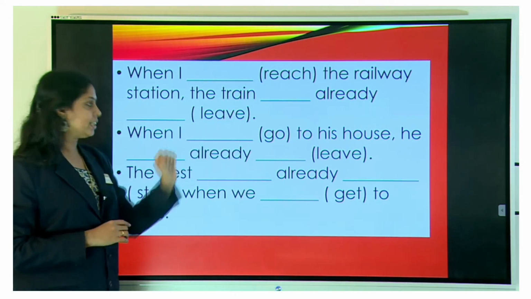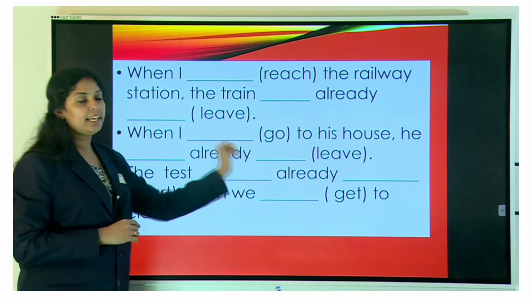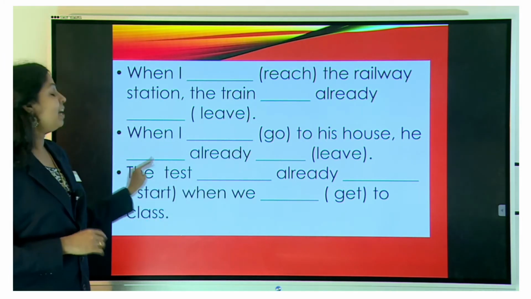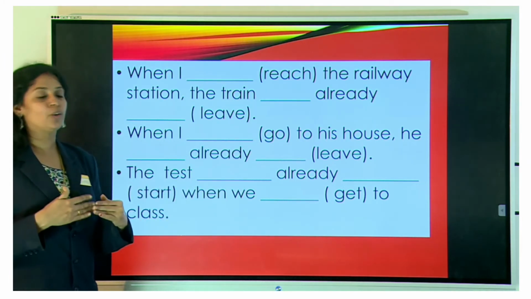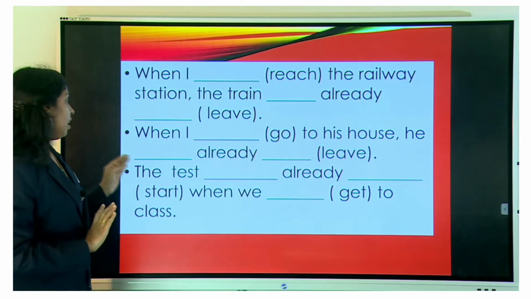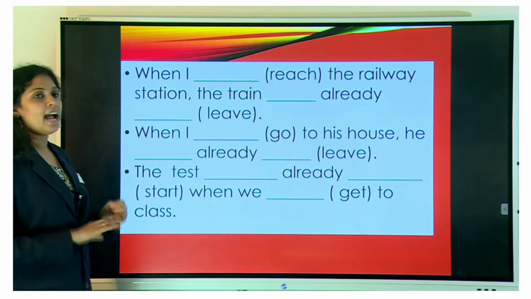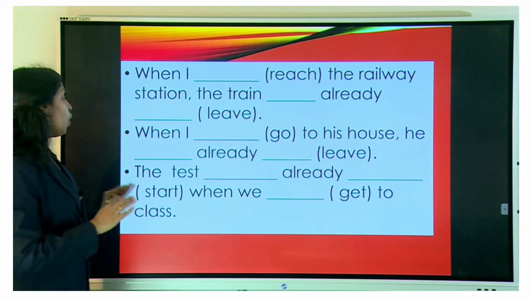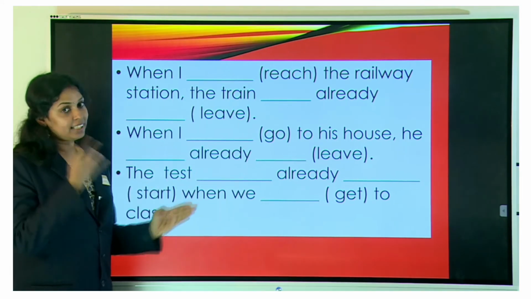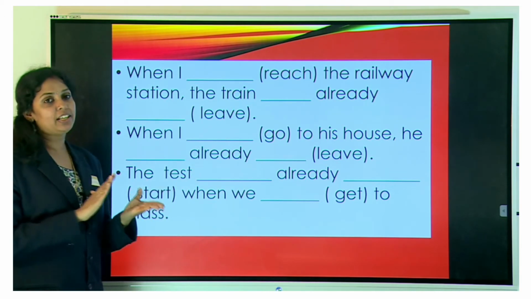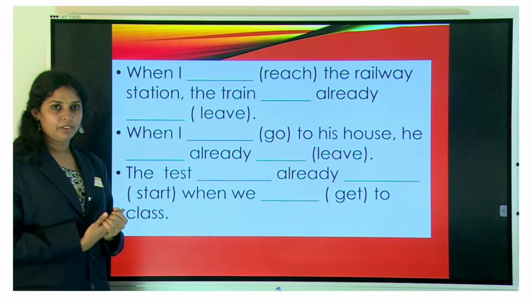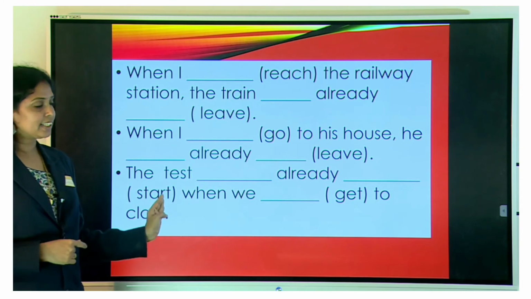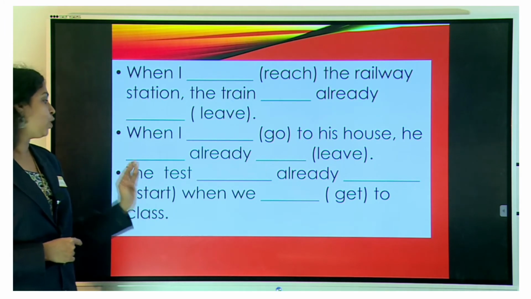When I went to his house, he had already left. Here he had already left, after that only I went to his house. Third example, the test had already started when we got to class. So at first the test had already started, after that only we got to the class.